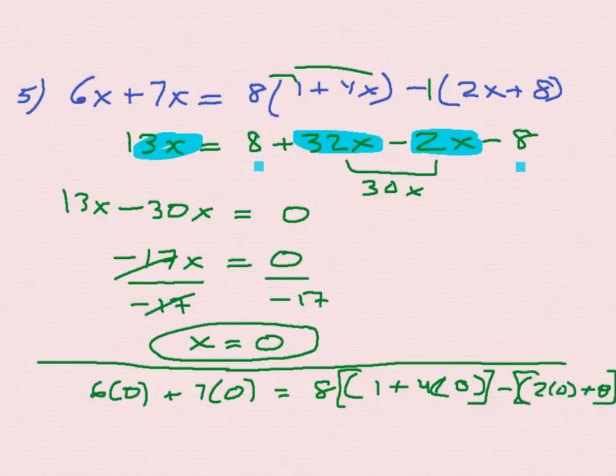On the left, 6 times 0 is 0, 7 times 0 is 0, you get a 0. On the right, 4 times 0 is 0, plus 1 is 1, all multiplied by 8, minus 2 times 0 is 0. Inside that bracket, you're going to get an 8. 8 take away 8. You're going to get left side equals right side, and that would tell you that your solution was correct. So the answer is indeed equal to 0.